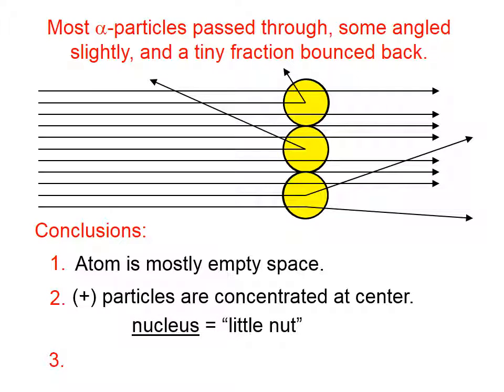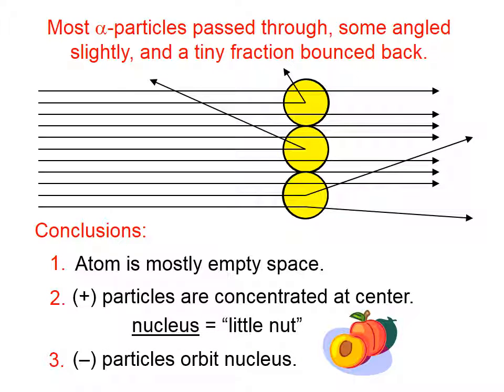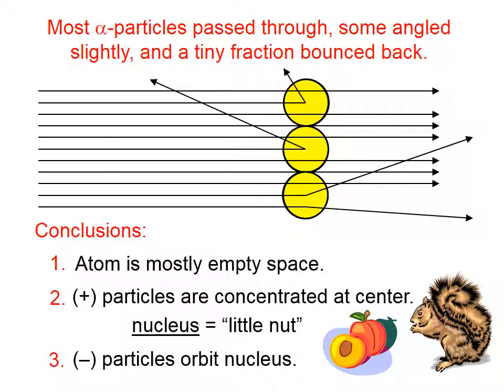So that little nut at the center of the atom we call the nucleus. Just like there's a little nut in the center of a peach, we call it a pit. There's a little nut in the center of the atom, we call it a nucleus. Now, the negative particles are still there. Rutherford said, well, for lack of any place better to put them, they must be orbiting the nucleus.